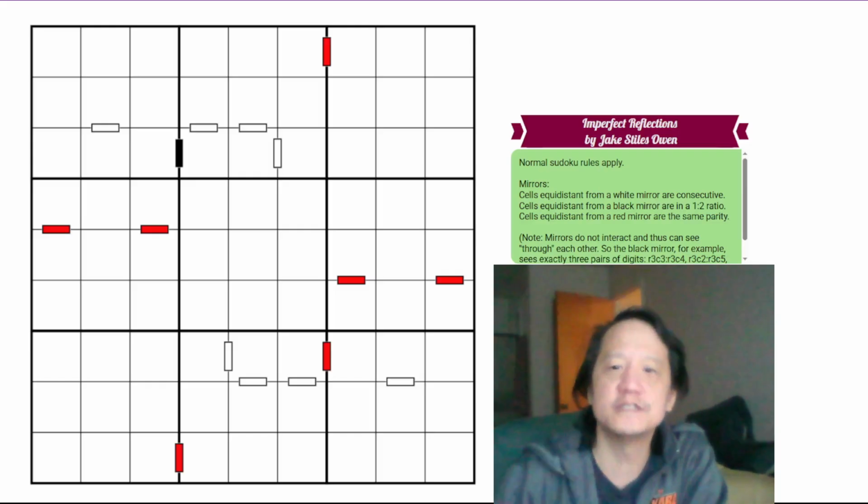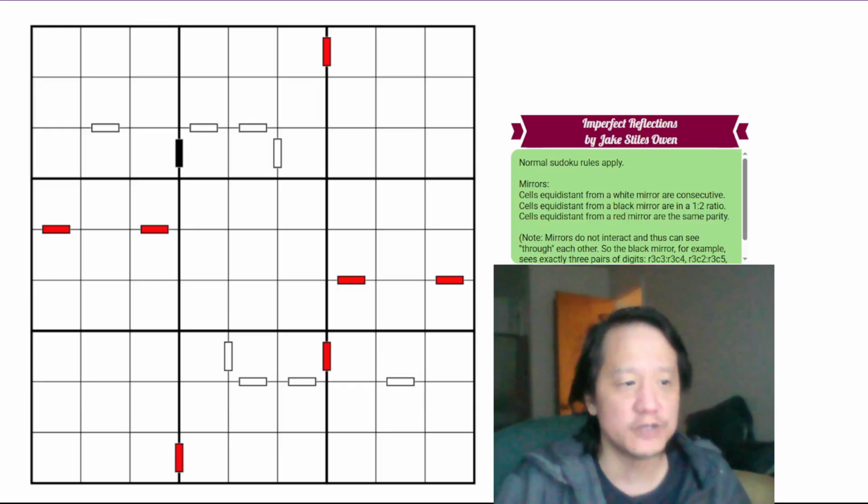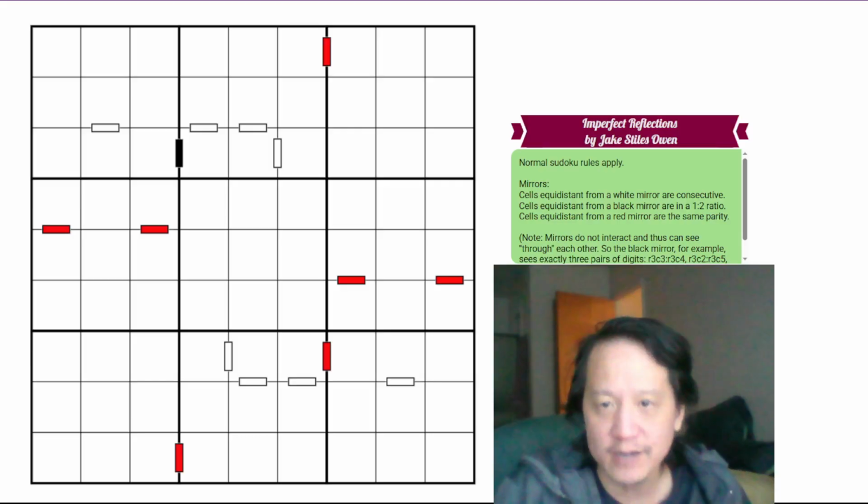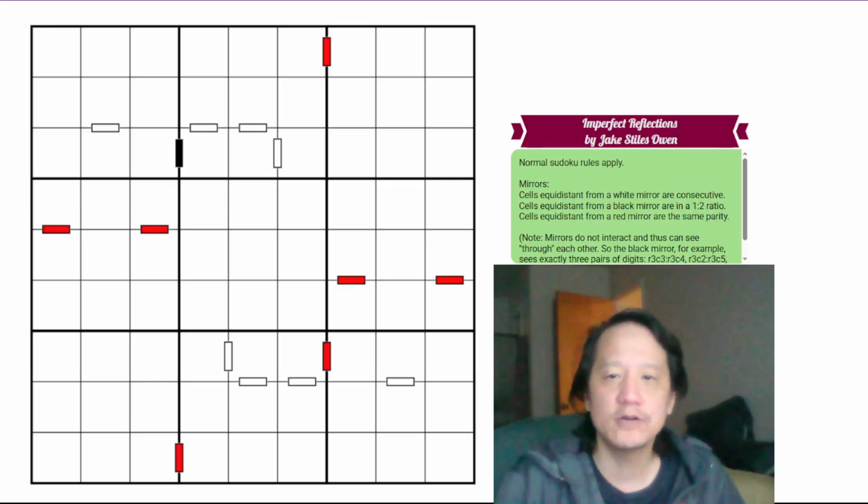And take that easiness with a grain of salt, because it's considered easy by the people on the Logic Masters Germany forum, and there's a lot of really smart people there. Today's puzzle is called Imperfect Reflections by Jake Styles Owen. And here are the rules.